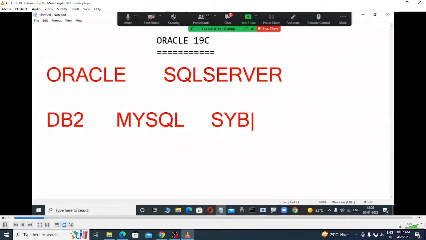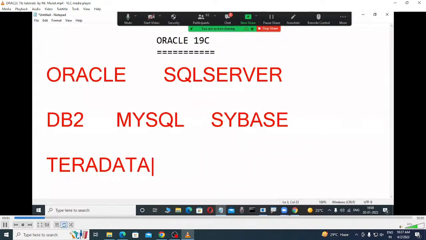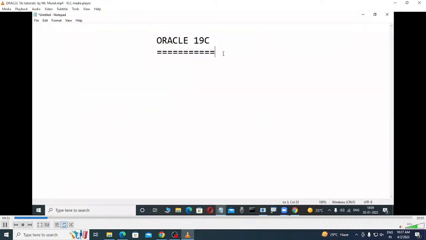Again, Sybase is a database product from Ingres Corporation. Again, Teradata. Maybe many people have an idea, data warehousing application programmers. Teradata is a database product from NCR Corporation. SQLite is a database product. Like this, so many database products are there from different companies. That's why Oracle is always one of the popular database products.